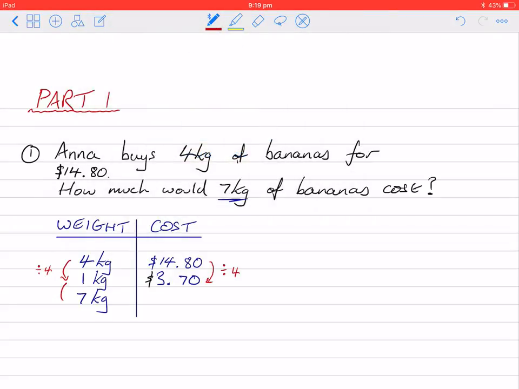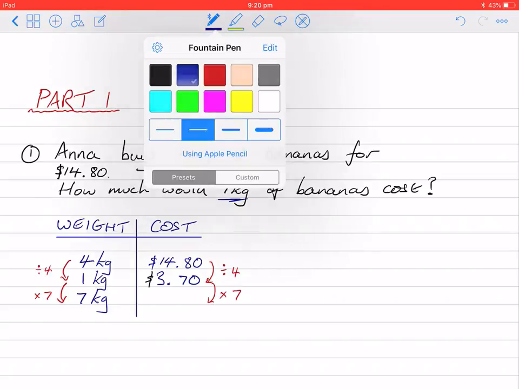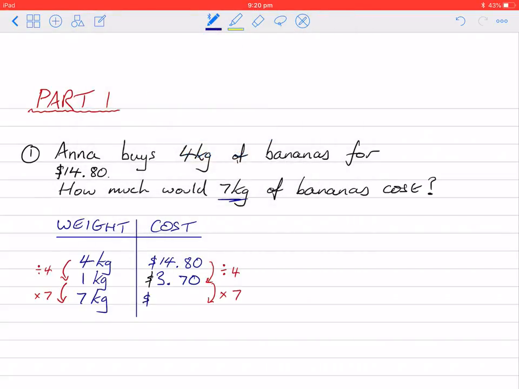Now, on the left, we've got 1 kilogram. We've got to turn that 1 kilogram into 7 kilograms. So to do that, we times that by 7. We do the same on this side, times this by 7. So $3.70 times 7, and we get $25.90. And then we make sure we write the answer underneath. So 7 kilograms of bananas costs $25.90.